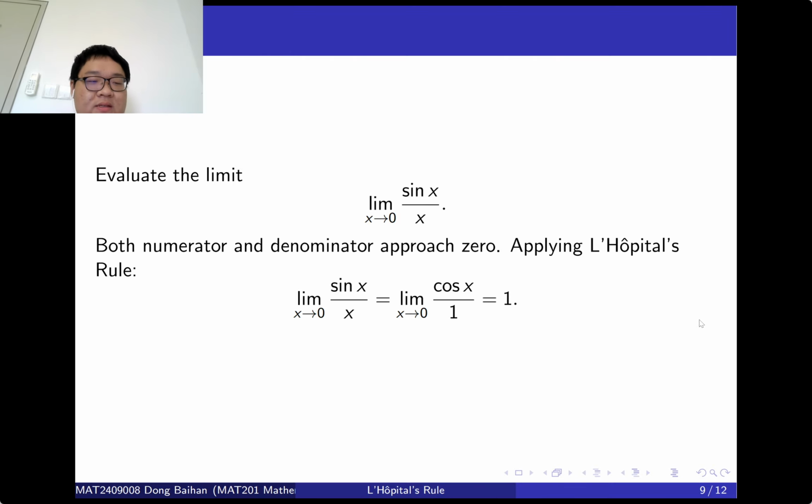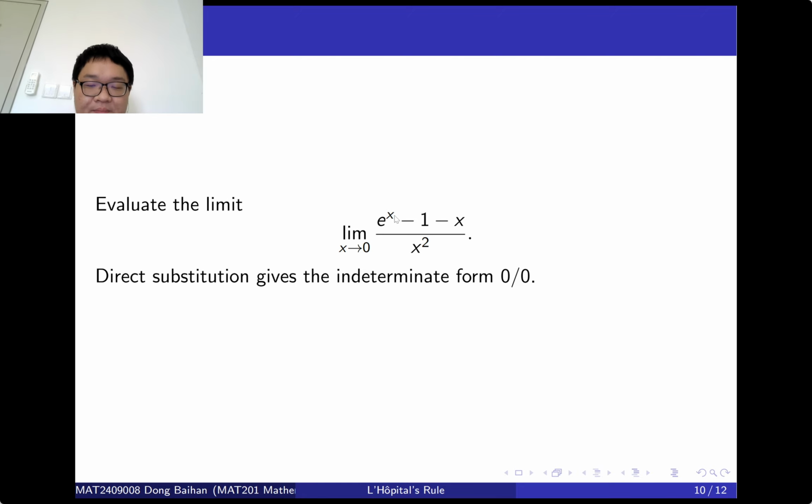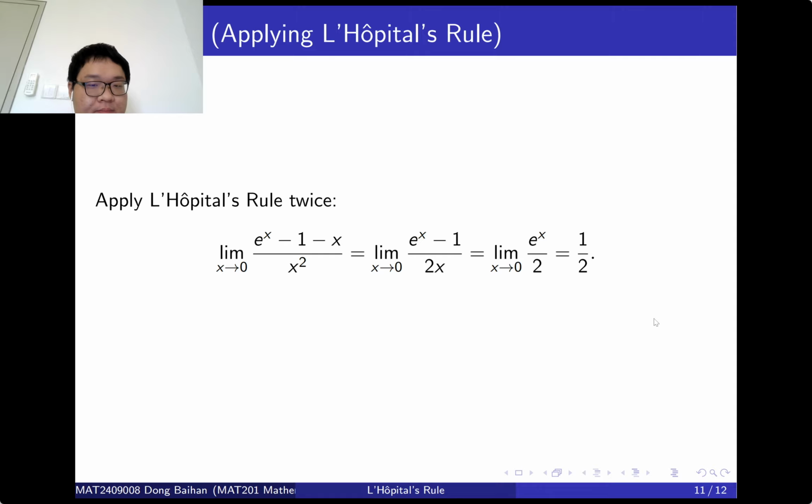Okay, so let's consider a more challenging example. When x approaches 0, e to the 0 is 1, minus 1, minus 0 is 0. And x squared, 0 squared, is also 0. It is an indeterminate form 0 over 0, so it cannot be solved by direct substitution. So let's use L'Hopital's rule.